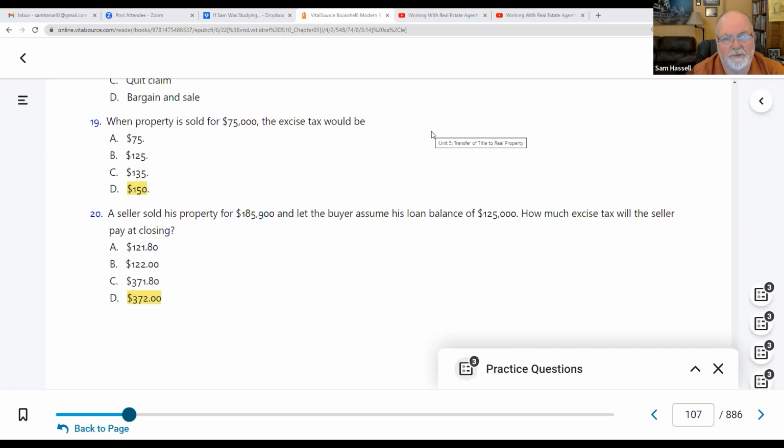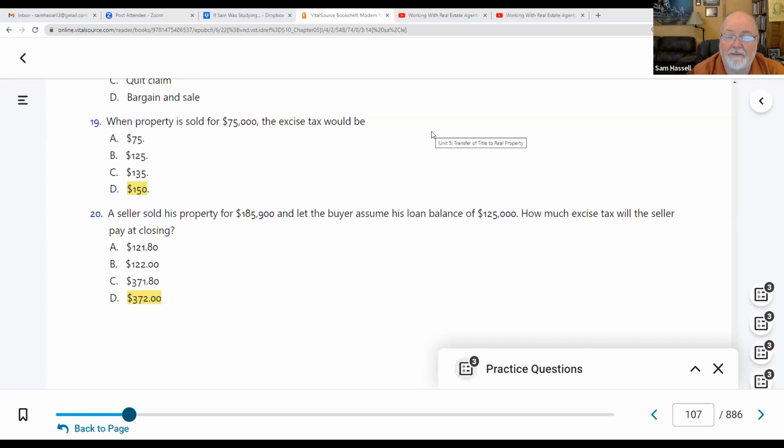A seller sold his property for $185,900 and let the buyer assume his loan balance of $125,000. How much excise tax will the seller pay at closing? All right, remember I just said that it's on the full sales price, so we don't care how much the loan balance was or the assumption. All right, we go back to that $185,900.